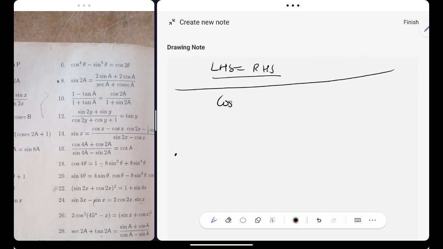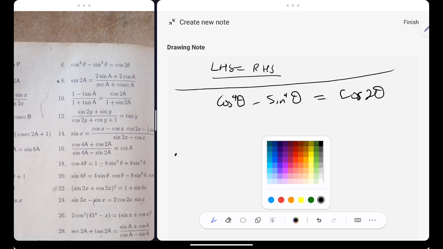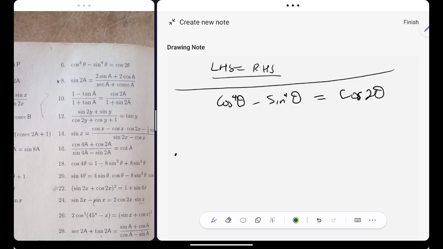Okay. Let's try the next one together. You can pause the video, guys, and try it on your own. You're supposed to prove that cos to the power 4 theta minus sin to the power 4 theta is equal to cos 2 theta. Every time, guys, you must always simplify the side that looks the most difficult, you know?